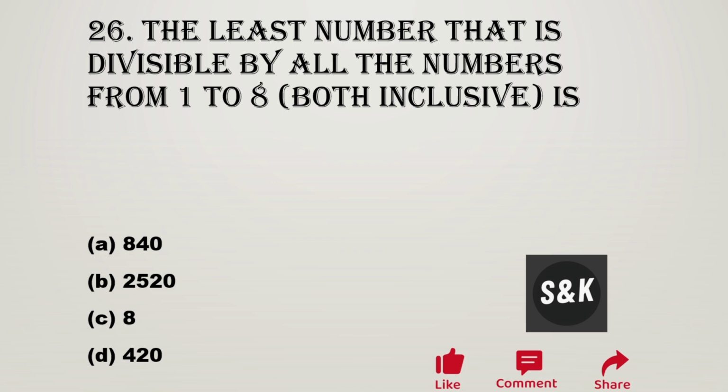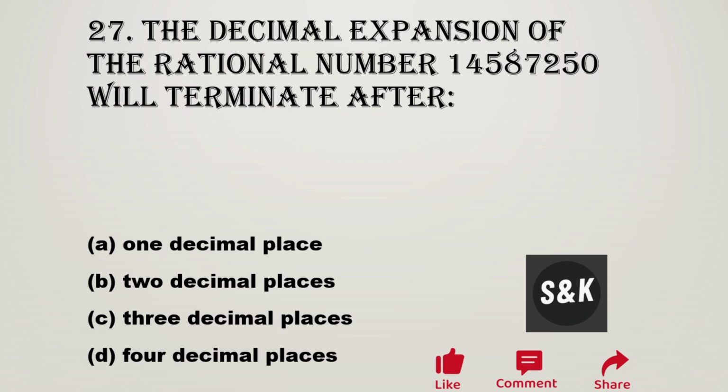The least number that is divisible by all numbers from 1 to 8 is 840. The decimal expansion of the rational number 14587/50 will terminate after one decimal place.